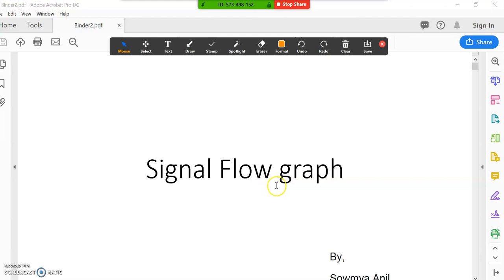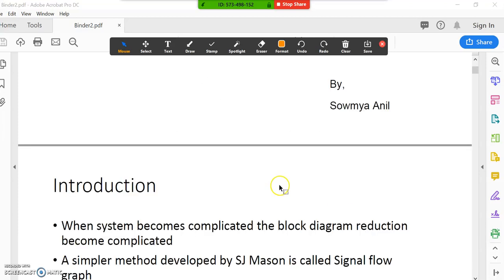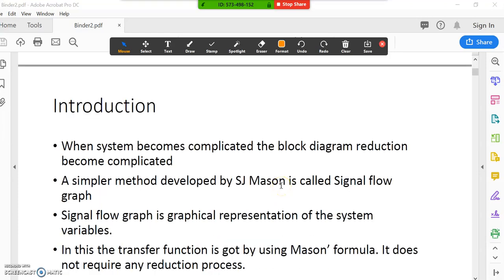Today we will be studying about the signal flow graph. Till now we were studying about the block diagram reduction, finding out the transfer function using block diagram reduction. Any given system can be represented in terms of block diagram, and by applying the block diagram reduction rules, we were finding the transfer function.